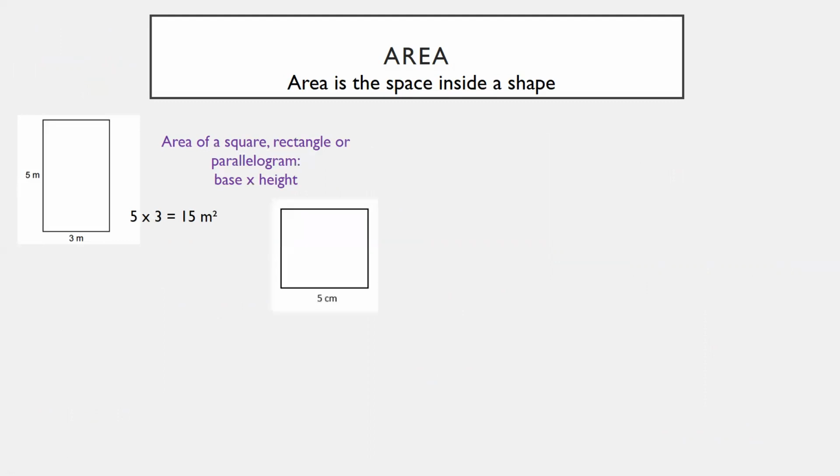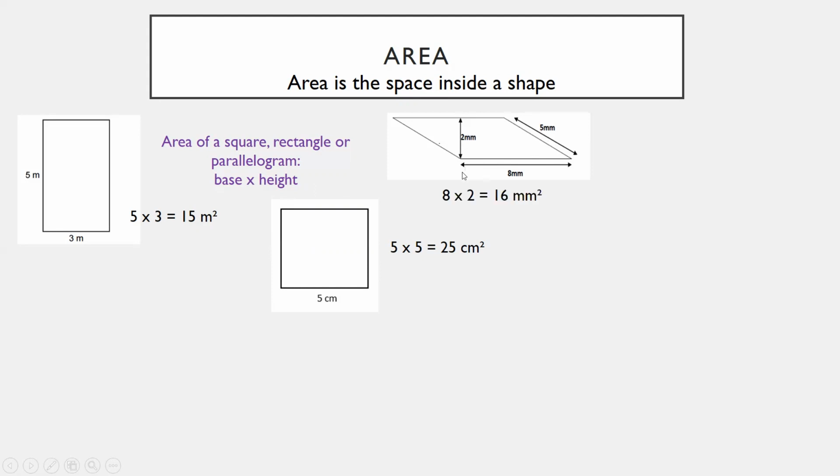A square, remember all the lengths are the same on the square, so if the base is 5, the height must also be 5. So 5 times 5 will give us 25. And then a parallelogram, this is your base along here. Your height is the straight length going all the way up. This is a side length. We do not want this as the height, okay? Make sure you're using your base and the straight length going through the middle. So 8 times 2 to give us 16 millimeters squared.